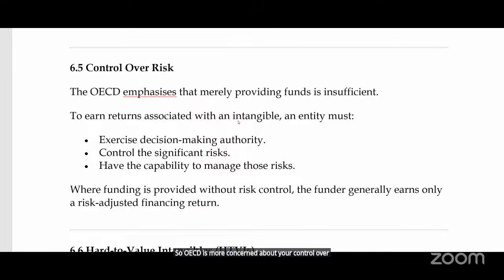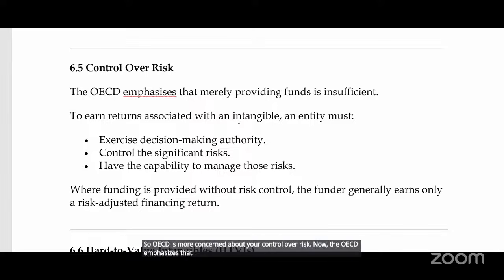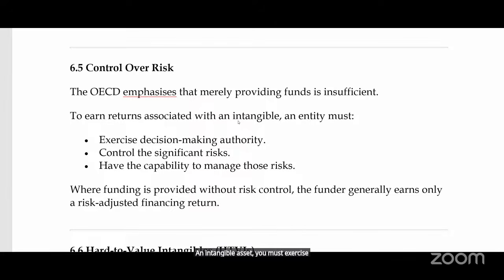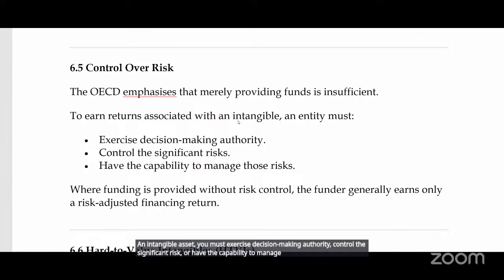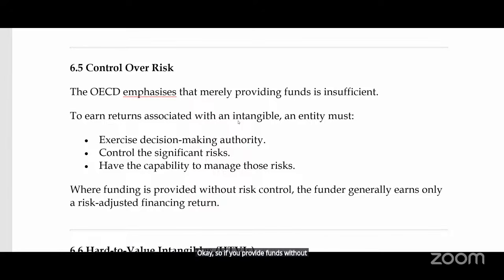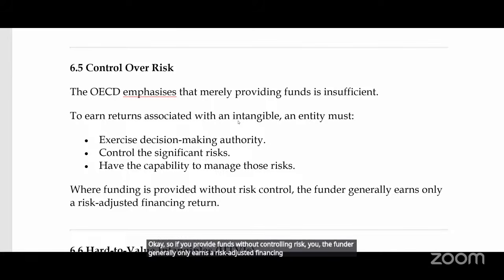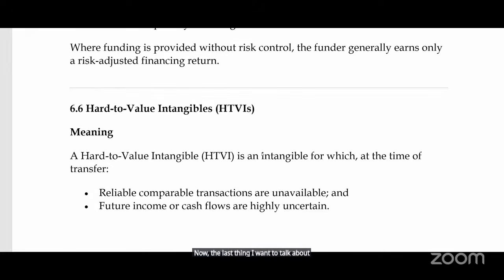Now, the OECD emphasizes that merely providing funds is not sufficient. To earn returns associated with an intangible asset, you must exercise decision-making authority, control the significant risk, or have the capability to manage those risks. It's not only about exercising decision-making authority. You should be able to control the risks that come or have the capability to manage those risks. So if you provide funds without controlling risk, you, the funder, generally only earn a risk-adjusted financing return, which is normally a routine return.